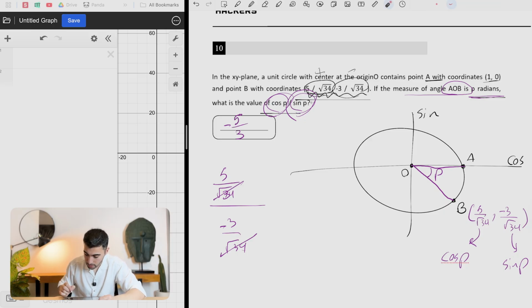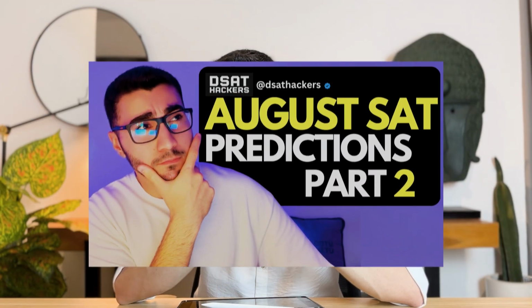So you only need to know this fact about the unit circle. Alright, you did the 10 hard questions that can show up in the August SAT. Stay tuned for the second part where we're going to solve the second 10 hard questions.